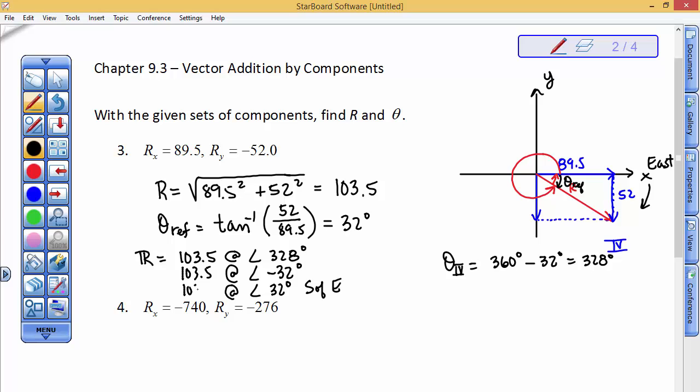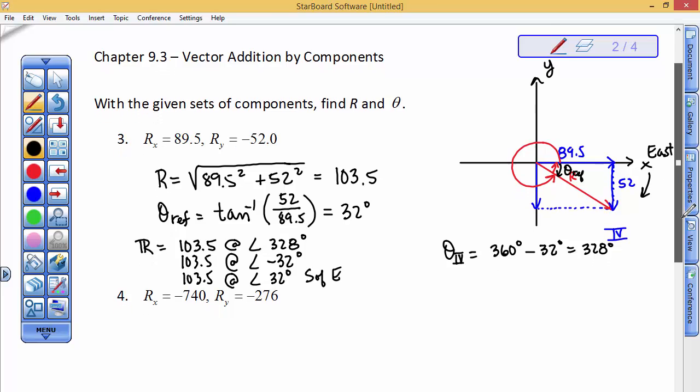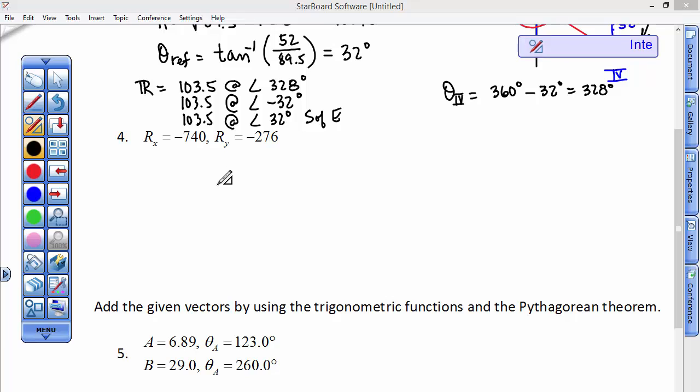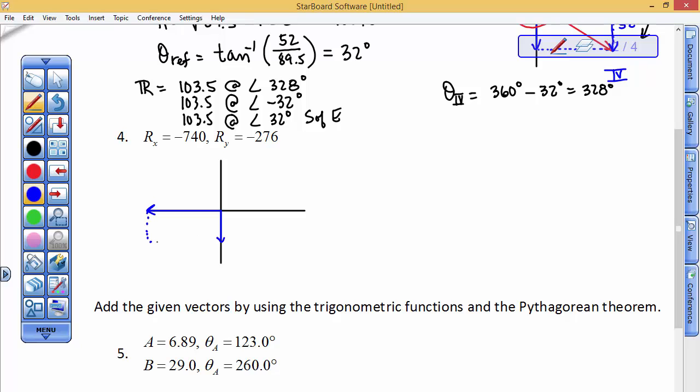Let's do the next one and just talk about its location. In terms of the rectangular coordinate system, in this problem, x is negative and y is negative. So x goes to the left, 740. I'm going to make that one kind of long. And then y goes downward, not so long. Let's stop right there, and then let's put the arrowheads on these two vectors and draw our parallelogram.